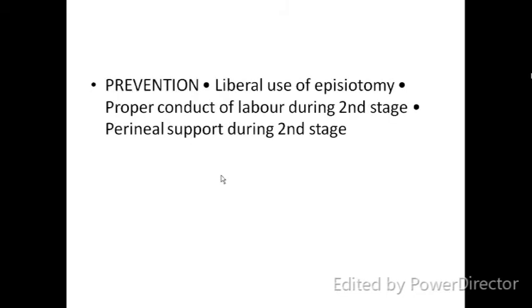How will you prevent perineal tear? Liberal use of episiotomy, proper conduct of labor during the second stage, and perineal support during the second stage. If you are not giving proper perineal support, even after giving episiotomy, there can be perineal lacerations. The tear can extend to 3rd and 4th degree.